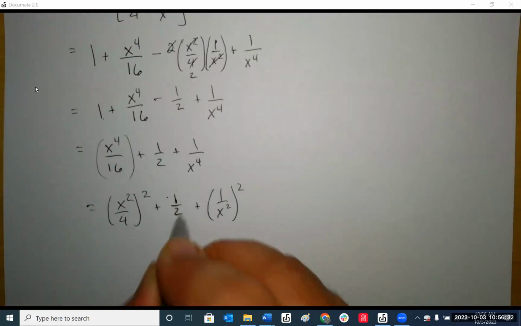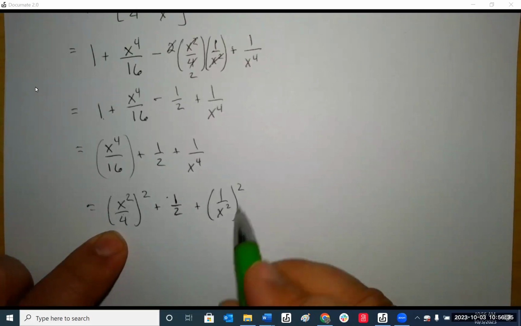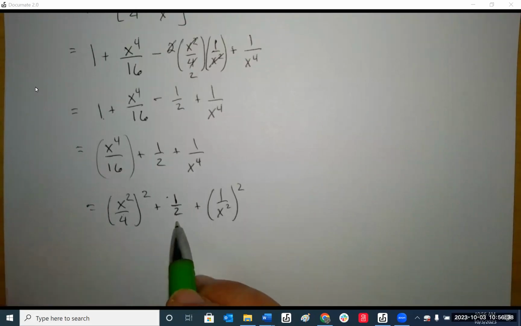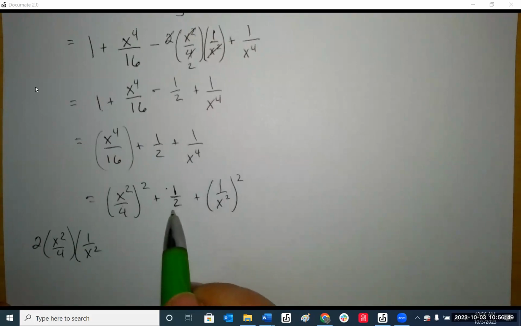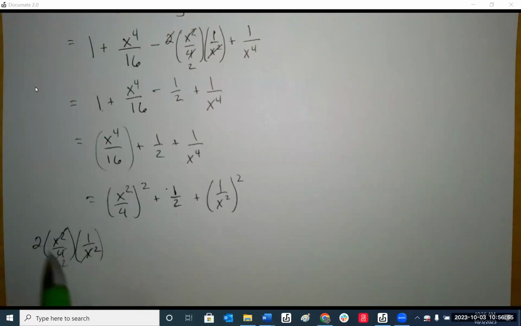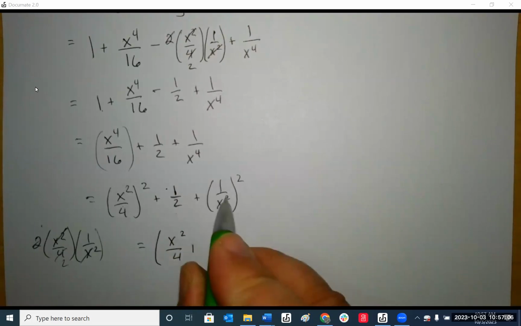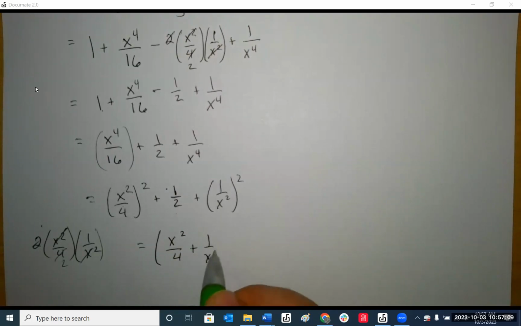The first and last term are squared, and the middle is 2 times the first term times the last term equals the middle term. X squares cancel. 2 goes into 4 twice, so it's 1/2. So this becomes x squared over 4 plus 1 over x squared, squared. It's a perfect square.